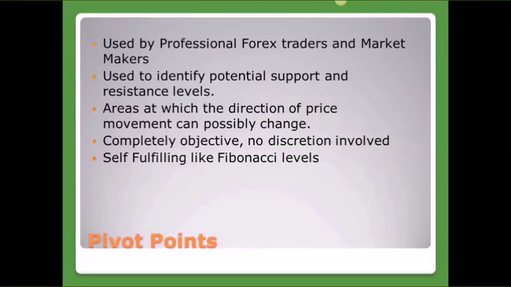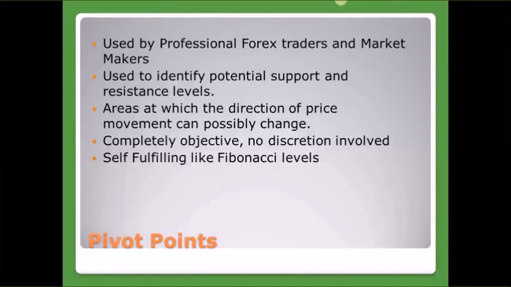All right, so now let's get on to pivot points. So what are pivot points? Pivot points are used by professional Forex traders and market makers. These are used to identify potential support and resistance levels. These are also the areas at which the direction of price movement can possibly change. And we'll talk later on about how you can identify the directional bias in the market using pivot points. I will go over that later in the slides, but know that you can find the direction of the price movement using pivot points. These act as support and resistance points.